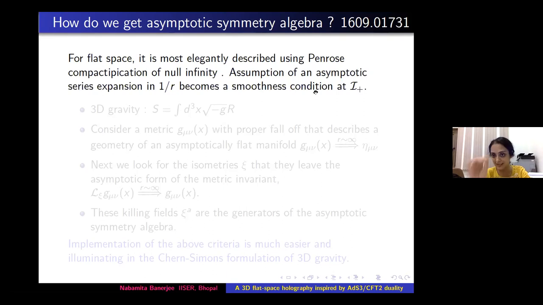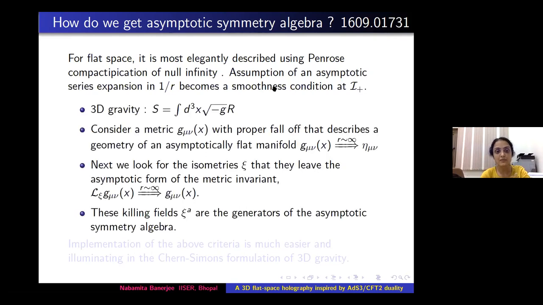So this is the basic point that you need to put into the computation, and then you get it. Okay, so basically let's start with 3D gravity, just ordinary gravity.